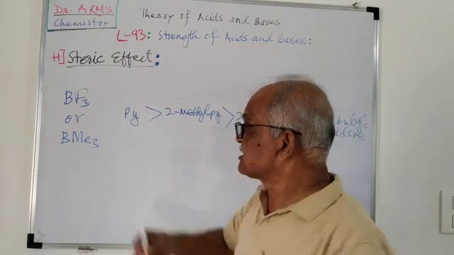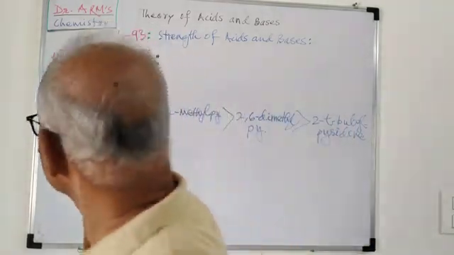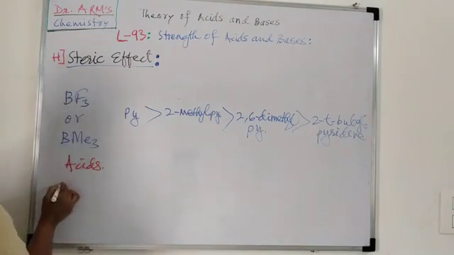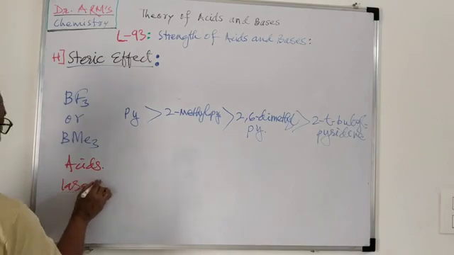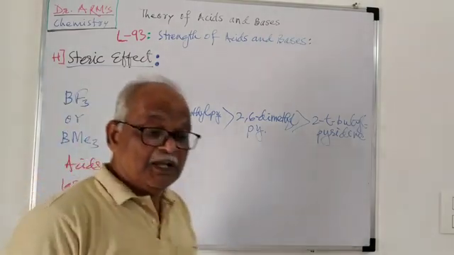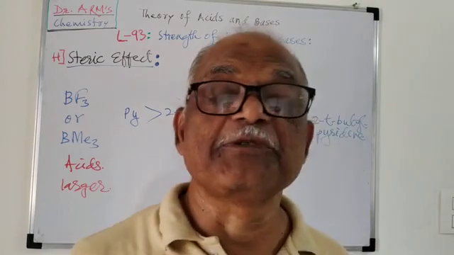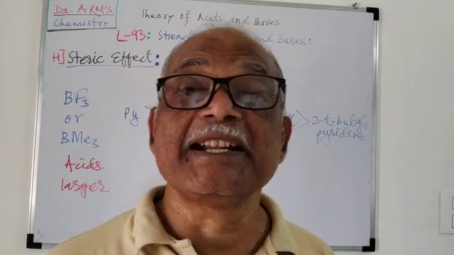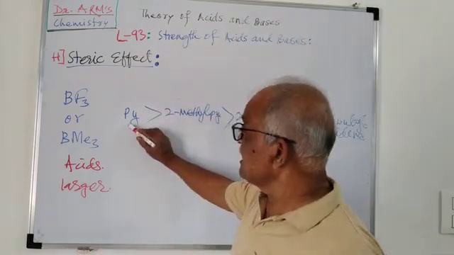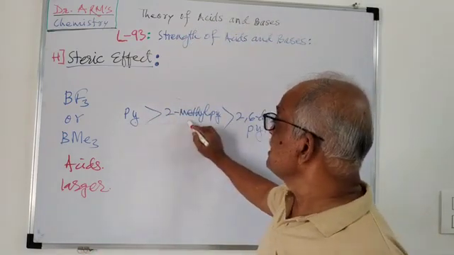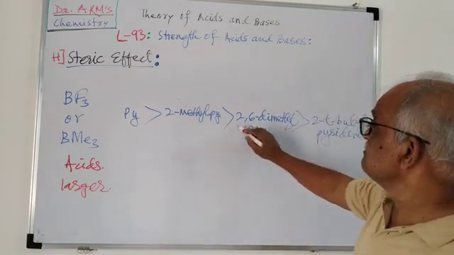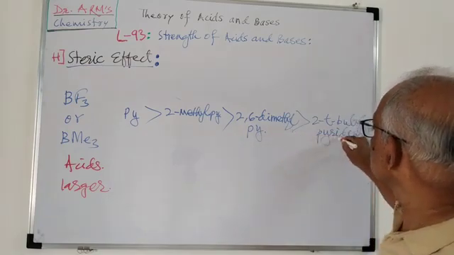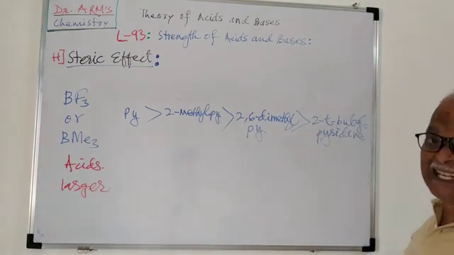Since these are the acids, these acids are larger in size. Acids are larger, and therefore, when they want to form adducts, they will prefer to combine with less sterically interfering bases. So the less sterically interfering base is pyridine. Then next to that is 2-methylpyridine. Then next to this is 2,6-dimethylpyridine. And the last is 2-tertiary butylpyridine.